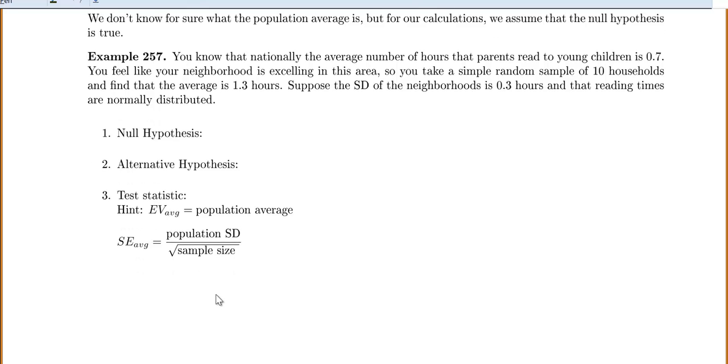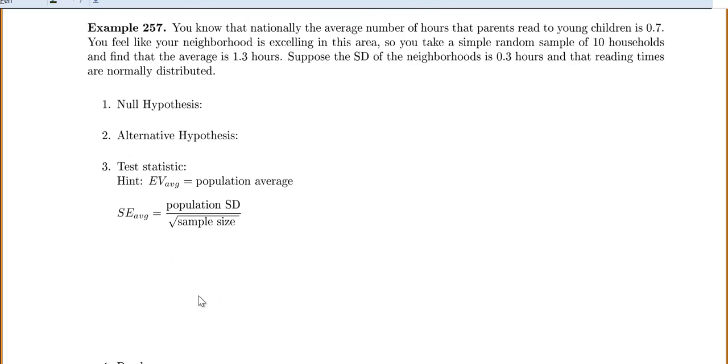So let's put this into play. Example 257: you know that nationally the average number of hours that parents read to young children is 0.7. You feel like your neighborhood is excelling in this area, so you take a simple random sample of 10 households. So my sample size equals 10. The average is 1.3. Now notice that's the average for my sample, so that's my sample average.